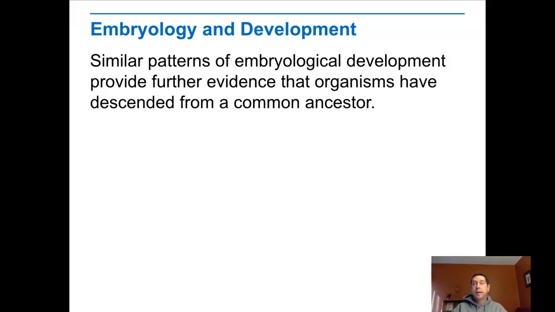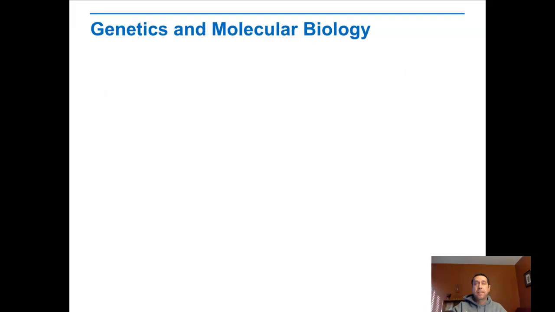Embryology, development. We can see embryological similarities that we don't see in the adults. If you look at vertebrate embryos, they all have some commonalities. They all have a tail, they all have gill slits, and things like that. And again, that suggests descent from a common ancestor.